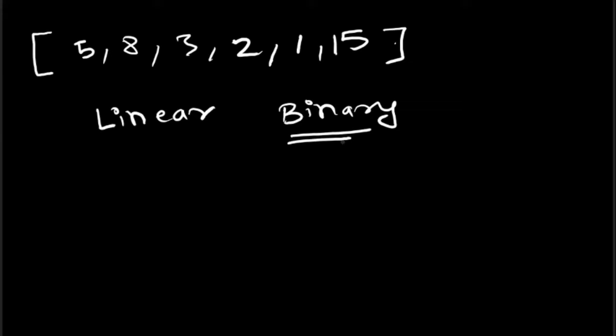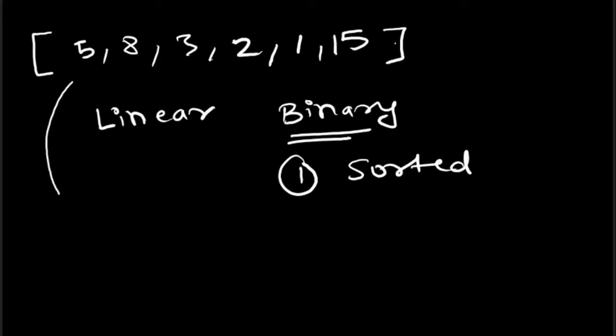But whenever we try to apply a binary search, the basic condition is that the list should be sorted. Means each of the elements should be arranged in such a way that it is either increasing or decreasing. So here 5 is less than 8, 8 is greater than 3. So here we are getting a mismatch. Either it has to be decreasing or increasing order.